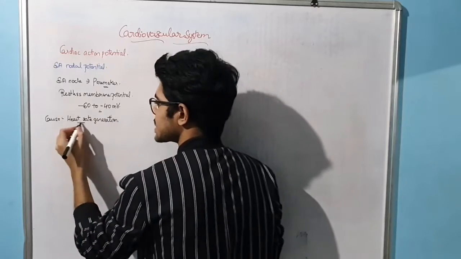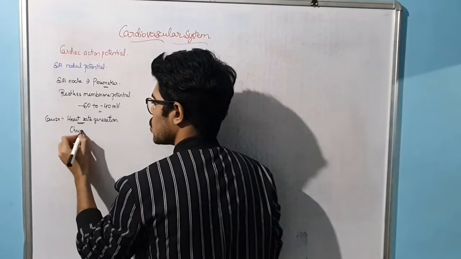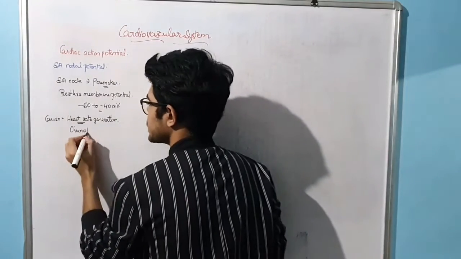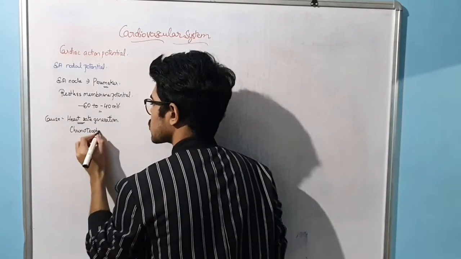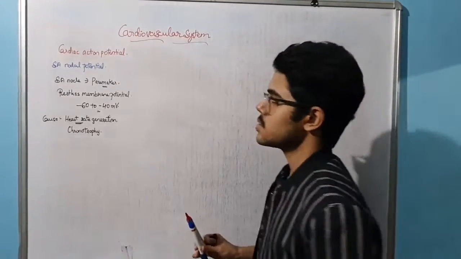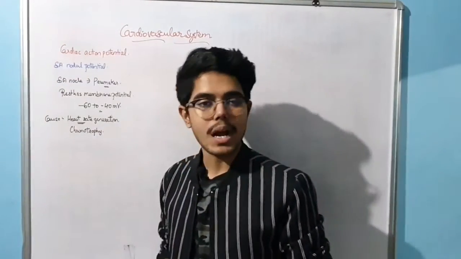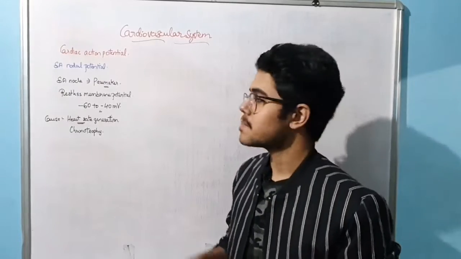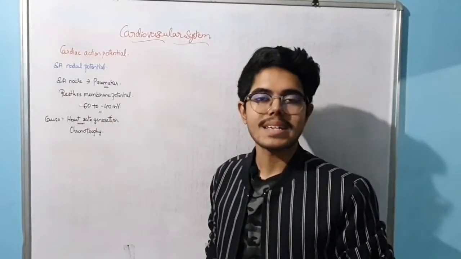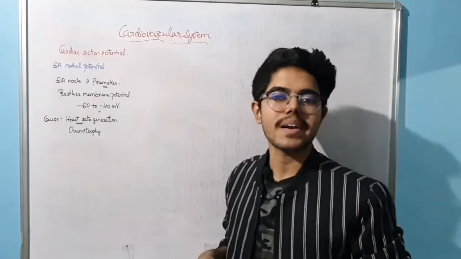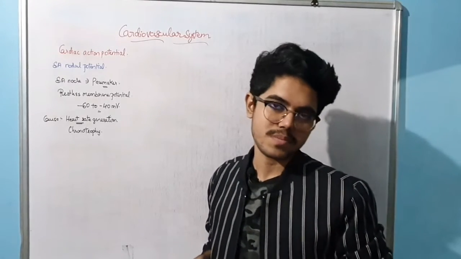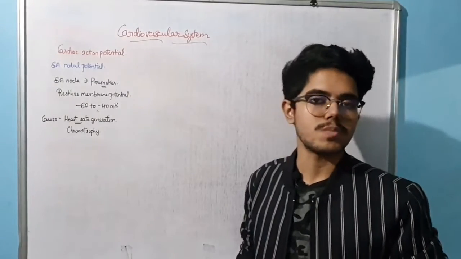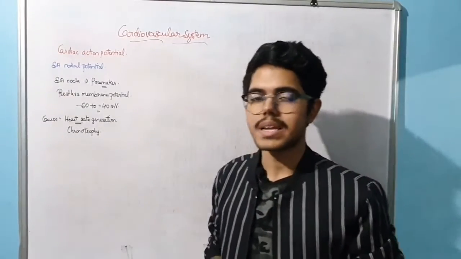We particularly call this heart rate chronotropy. Do you understand? So we are learning about the cardiac action potential, mainly the SA nodal potential. It is the pacemaker, so we call it heart rate generation, and heart rate generation means chronotropy. Here it belongs to the restless membrane potential, where the value oscillates between -60 to -40 mV.